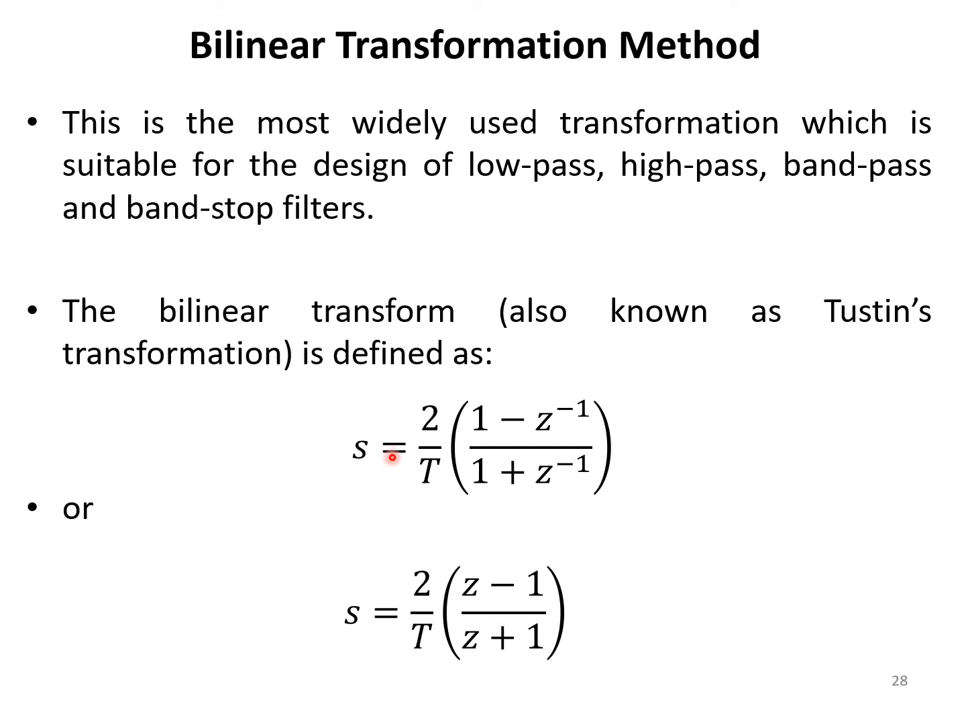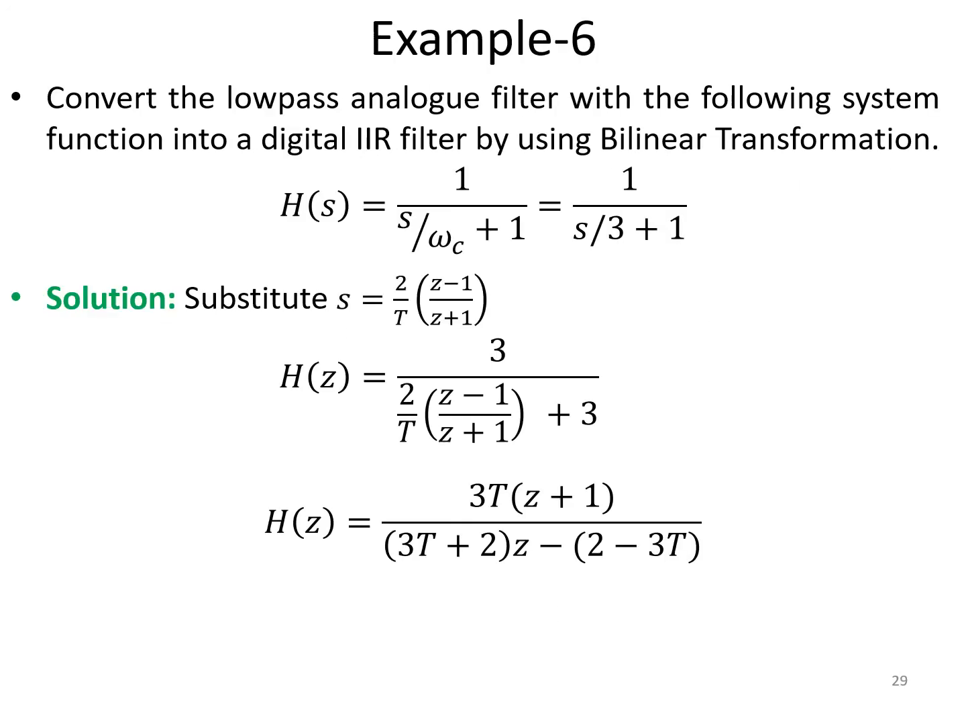So in this approximation, s is equal to 2 upon T times (1 minus z to the power minus 1) upon (1 plus z to the power minus 1), or s equal to 2 upon T times (z minus 1) upon (z plus 1). Now starting with the same example that we did in the previous two methods, a low pass filter, let us substitute s equal to 2 upon T, z minus 1 upon z plus 1. After substituting, you will get this digital transfer function H(z) equal to 3T(z plus 1) upon (3T plus 2)z minus (2 minus 3T).